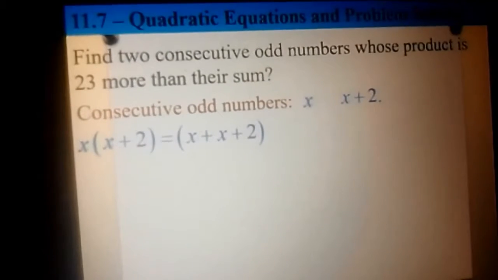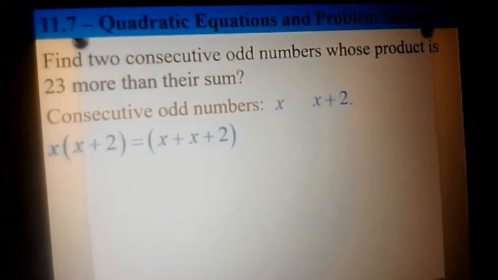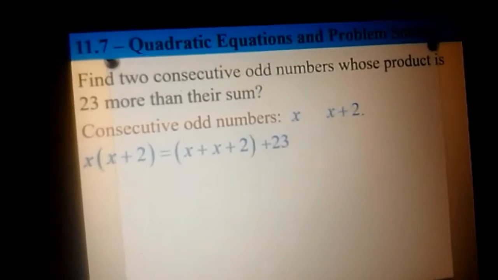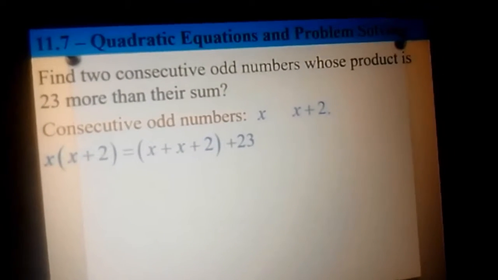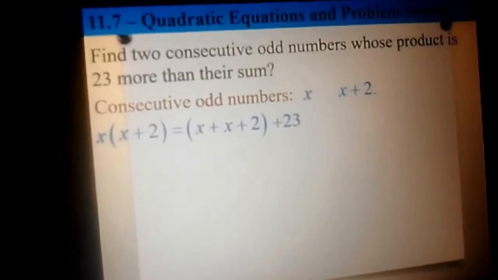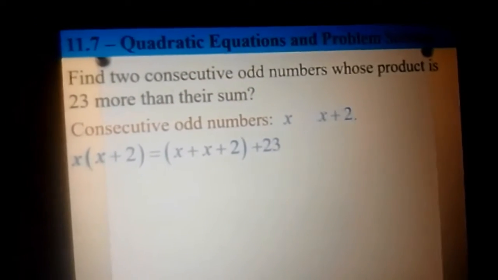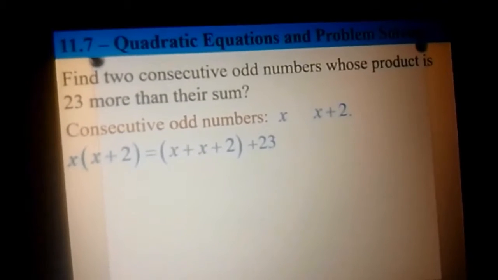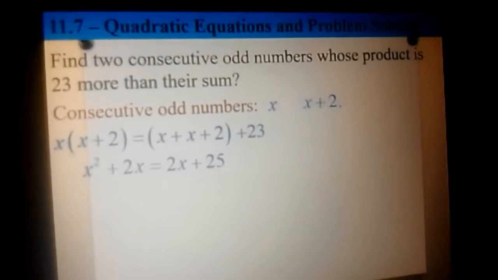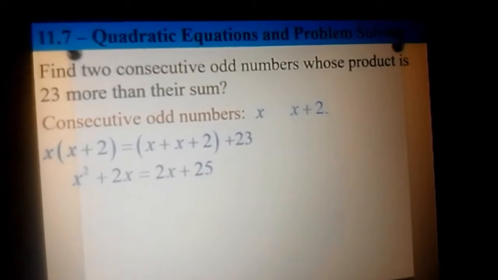So, the product is equal to 23 more than the sum, x plus the quantity x plus 2, plus 23. So, why do we need to have x plus 2? Since it is 23 more than their sum. When we say "more than their sum," the sum of the two consecutive odd numbers would be added to 23. So, simplifying the equation, x squared plus 2x is equal to 2x plus 25, combining like terms.